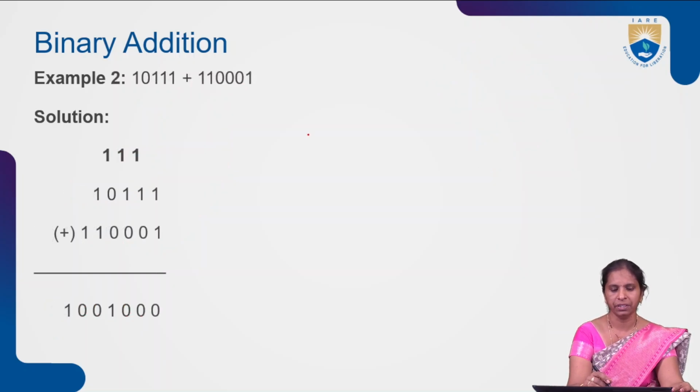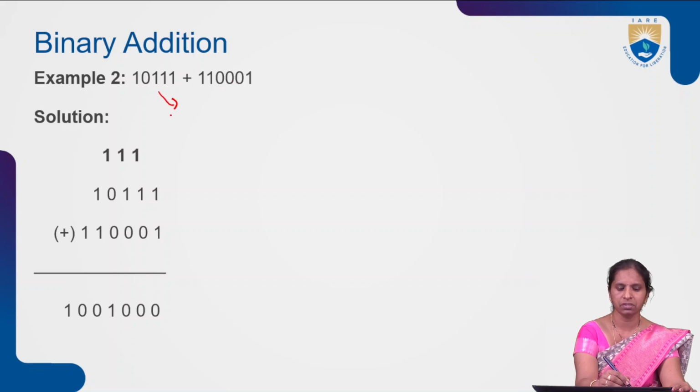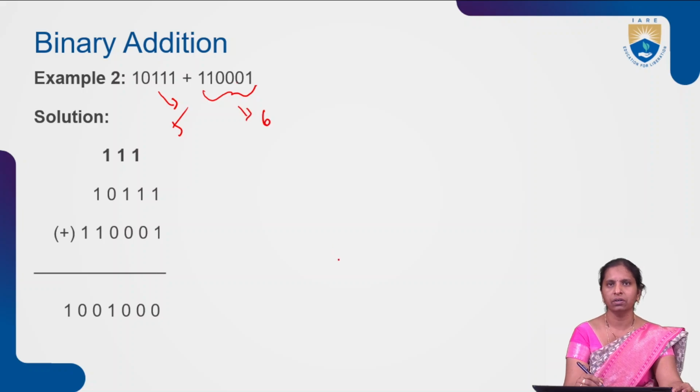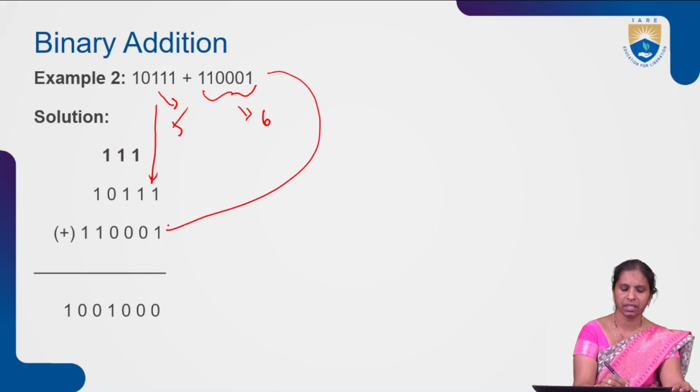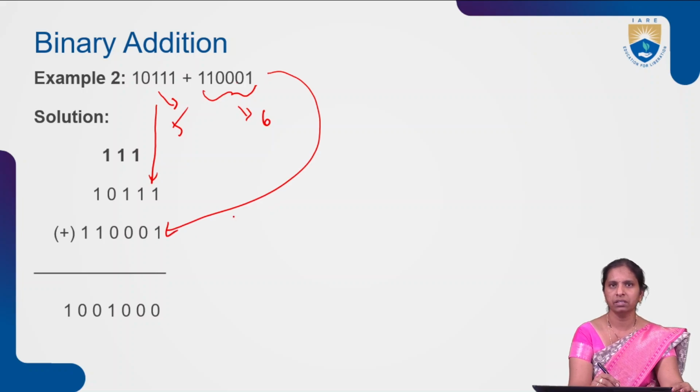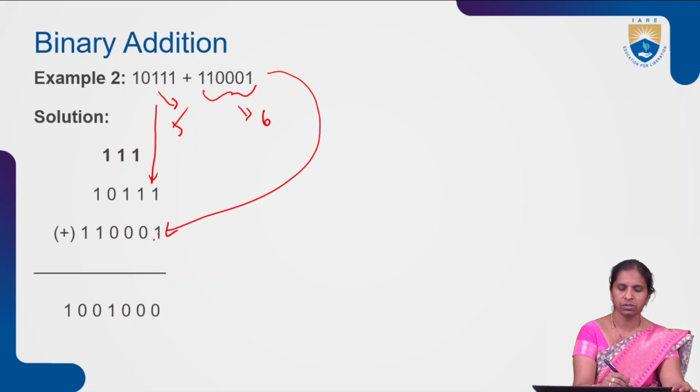And one more example here. You want to add 10111 to the binary number 11001. This binary number consists of 5 digits and that one also consists of 5 digits. You want to add these two binary numbers. How do you add them? Write down the first binary number, 10111, and similarly write down the second binary number, 11001. Now add these two numbers.